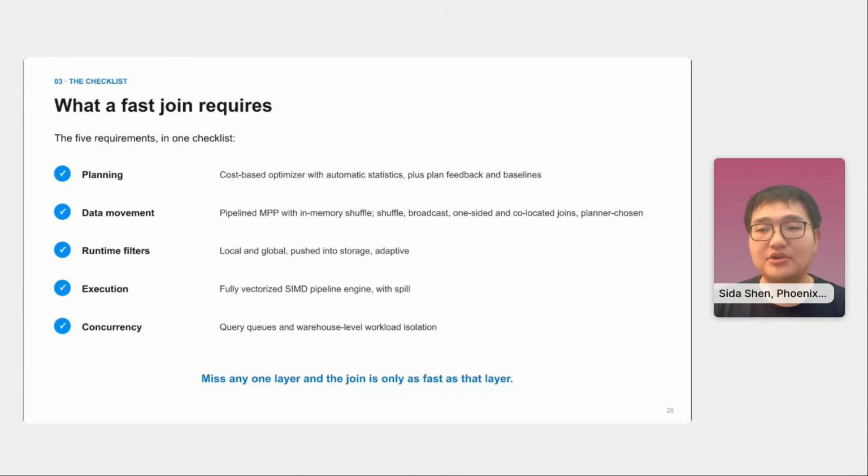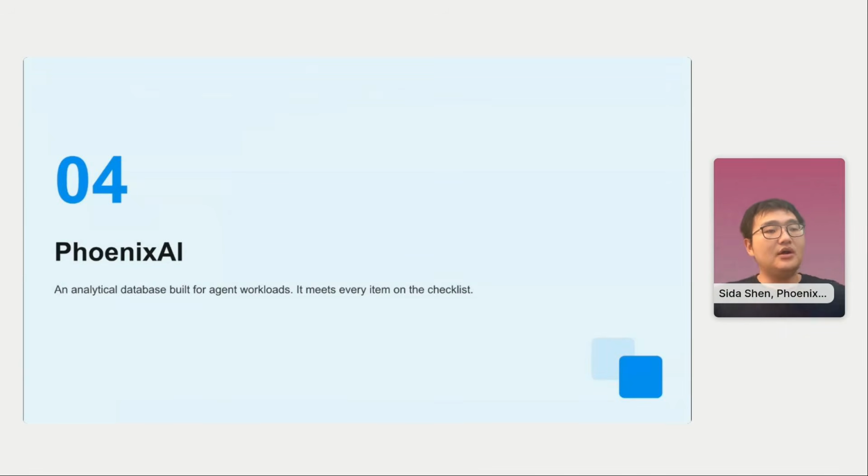And then for query execution, you want something written in a lower-level language like C++, that can take advantage of modern SIMD CPU instruction sets, and is also fully vectorized, which means that everything you process in columns is also in batches, and you store things in files that are columnar oriented. And for concurrency, stability, and predictable query latency, you want something that has query queues and warehouse-level workload isolation, so actual physical isolation.